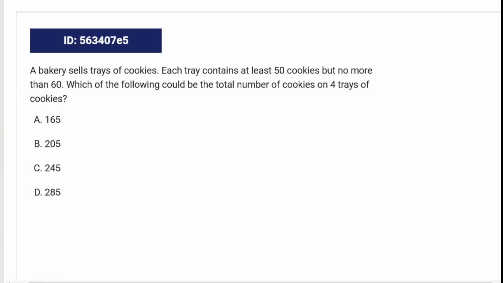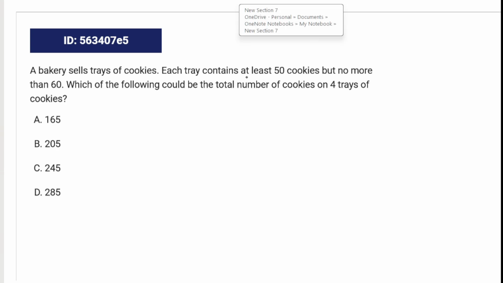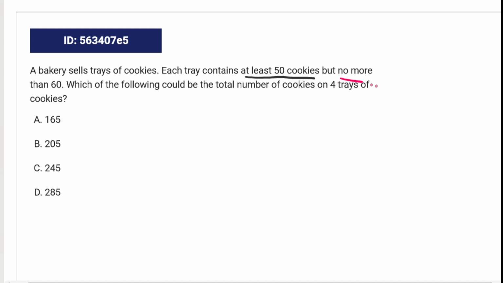This one's kind of interesting. Again, pause it and read it over. We have trays of cookies, but what's sort of tricky is that each tray can contain at least 50 cookies, but no more than 60 cookies. So oftentimes in that type of problem where it's kind of open-ended, you want to examine the extreme case. Let me explain what I mean by the extreme case.